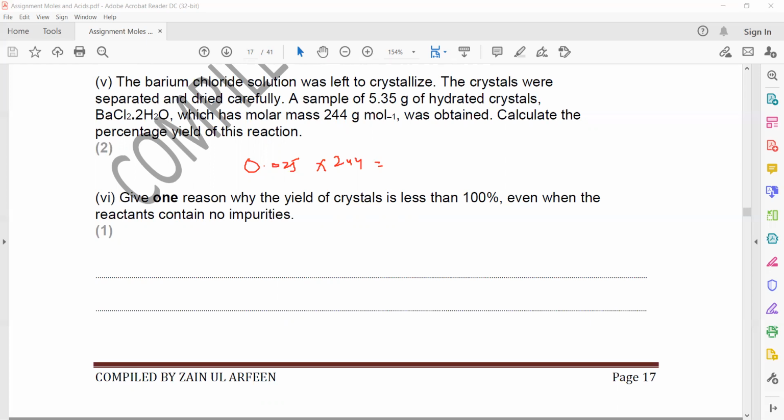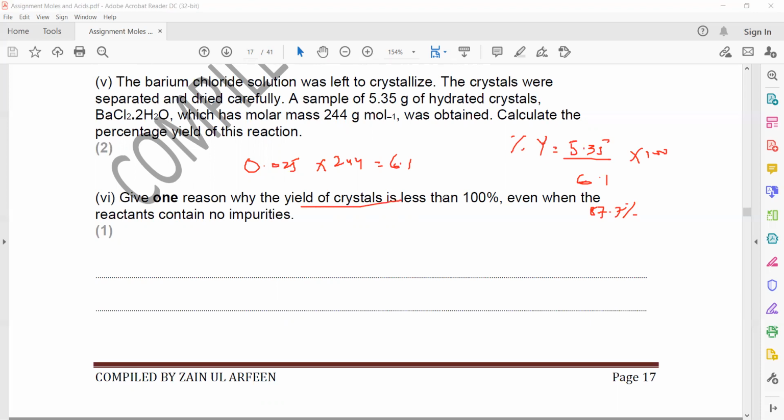That will come out as 6.1. And then the percentage yield is the practical value over the theoretical value. Practically we are getting 5.35. Theoretically it should be 6.1, times 100. So it will give us about 87.7% yield.